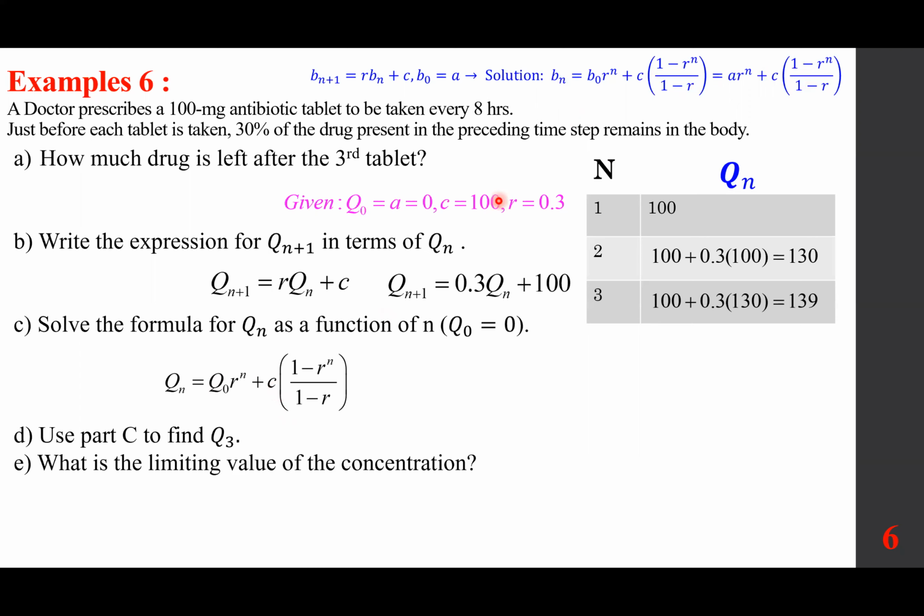Now, let's put in Q sub 0 is 0, C is 100, R is 0.3. So put in the given. Even if it takes you a couple of minutes to read and write the given, so be it, because it's worth it.